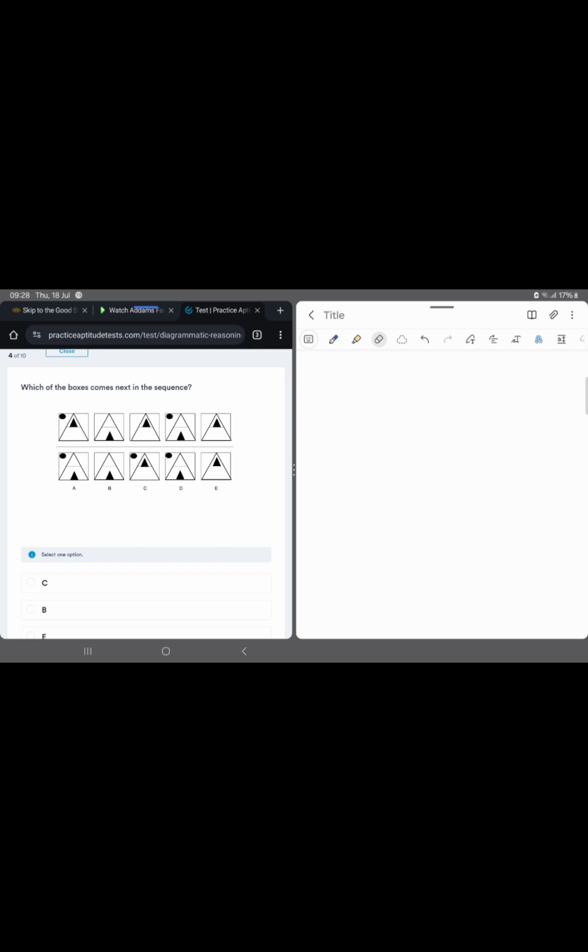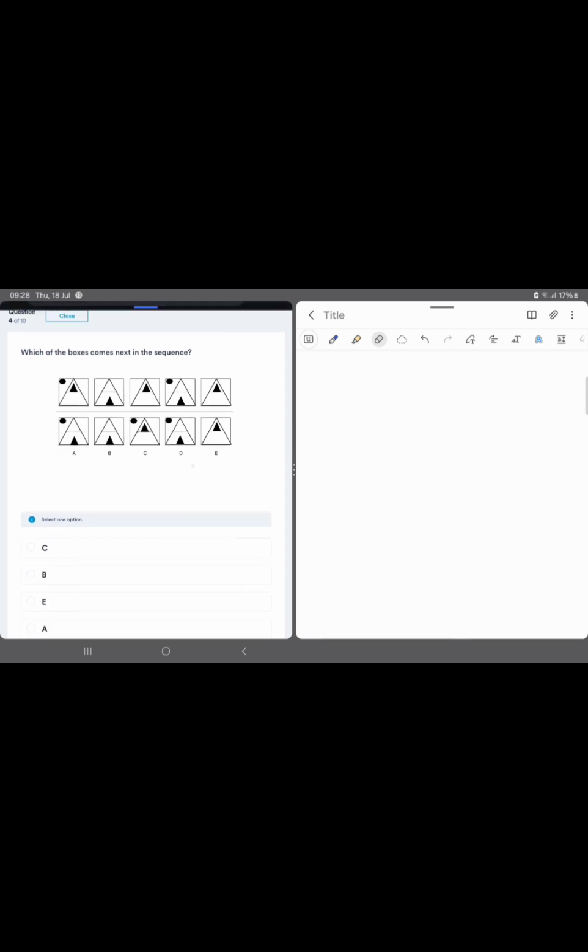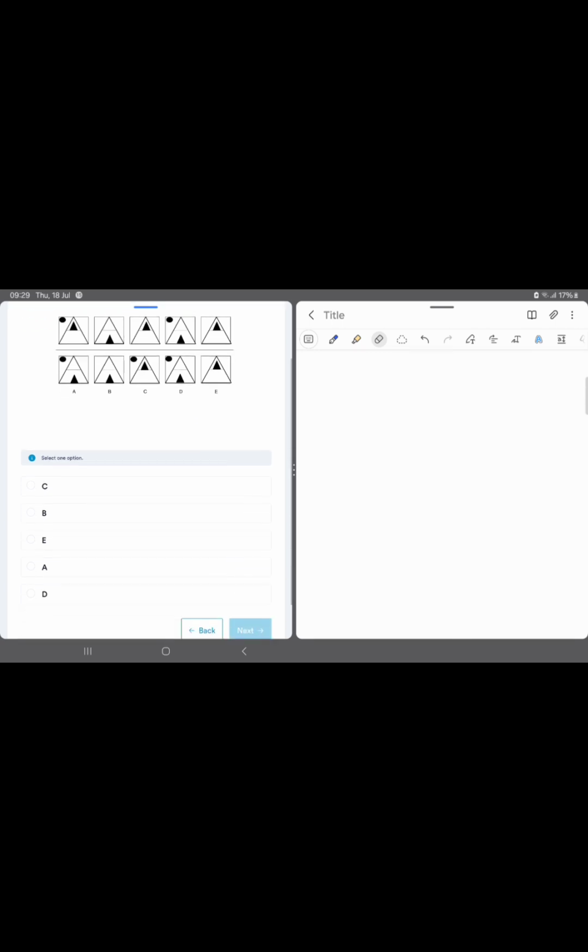Okay, and then if we look at the other shapes, we can see that there are no changes to them. The big triangle stays the same, and also the line stays the same. Okay, so our answer is B.